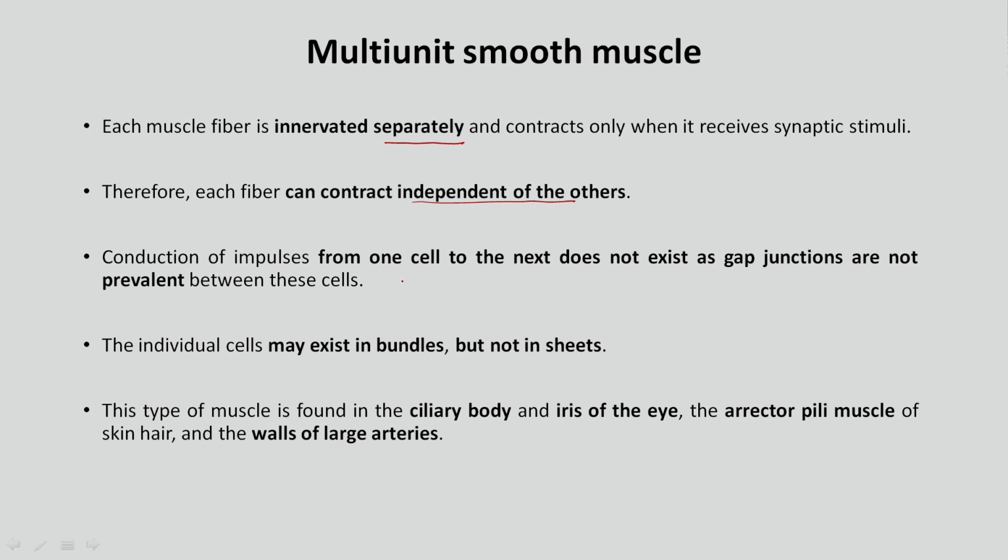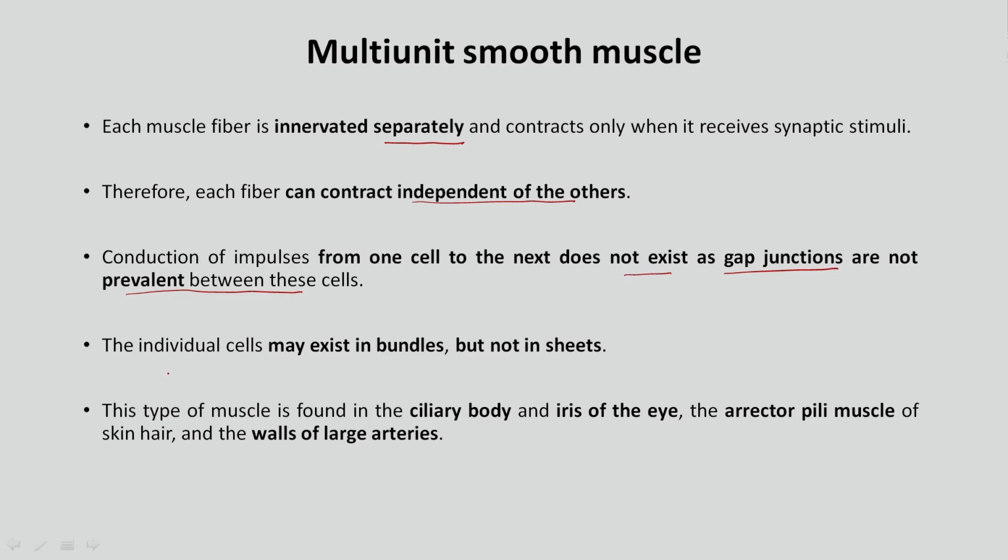The conduction of impulse from one cell to the next does not exist, as gap junctions are not prevalent between these cells. As in the single unit, gap junctions are there and the impulse that comes to one cell will go to the next cell through the gap junctions, but here that kind of connection is not there. So, that is why they contract separately. The individual cells may exist in bundles, but not in sheets.